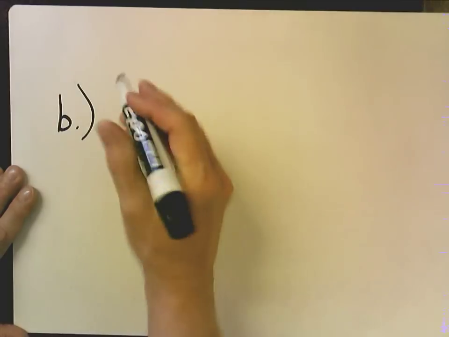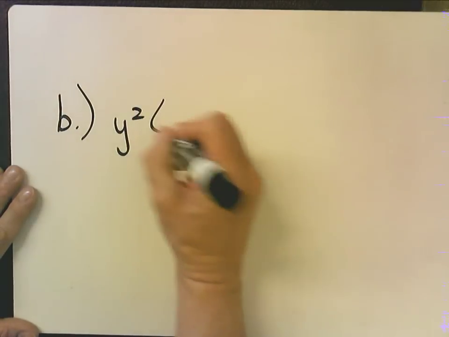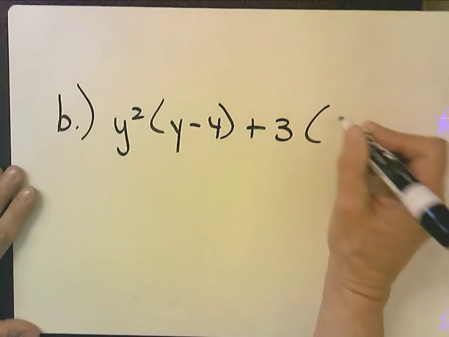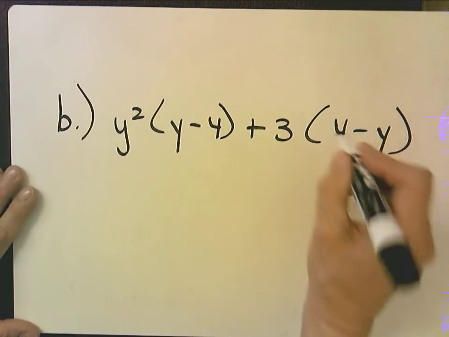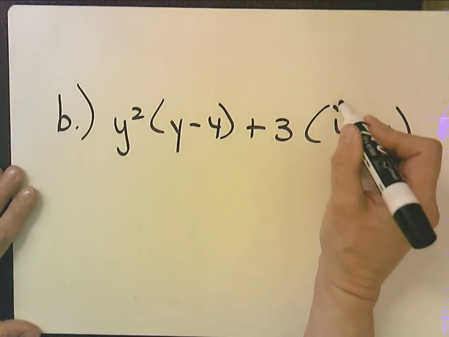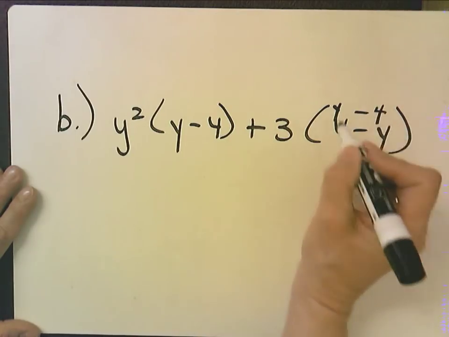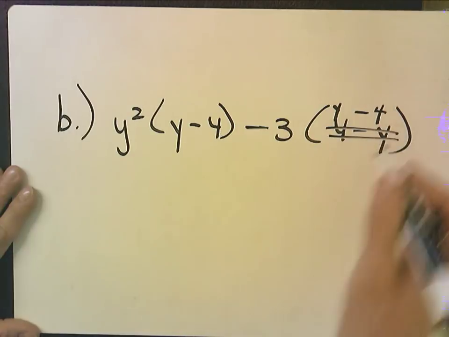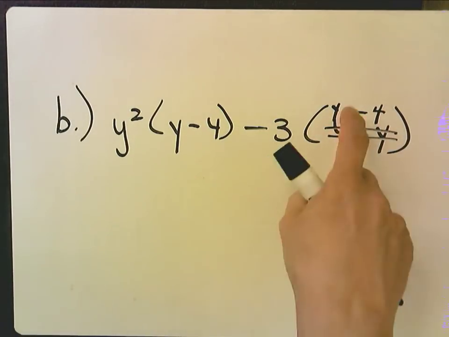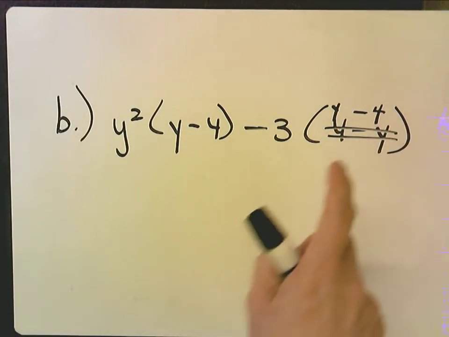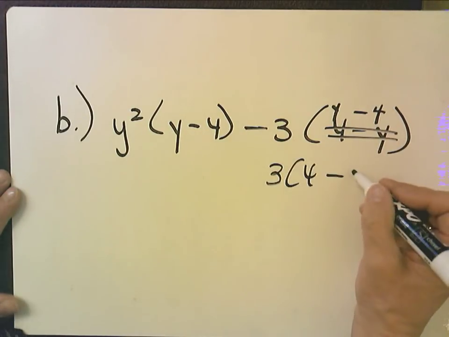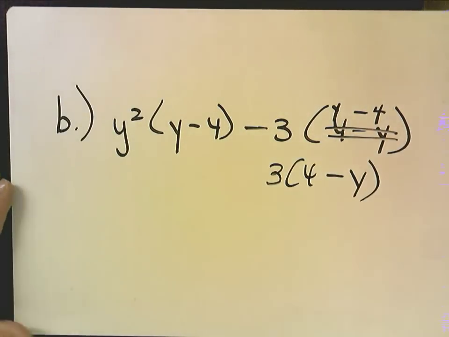So let's go over that again. y squared times y minus 4 plus 3 times 4 minus y. I want to change this to positive y, negative 4, so I bring the negative out here. And notice if I do that, I get negative 3y plus 12. And the other way, if I had distributed, I would have gotten 12 minus 3y, the same thing.